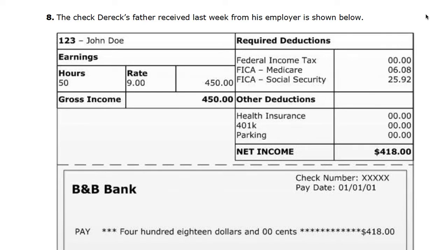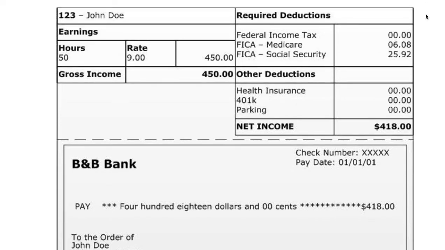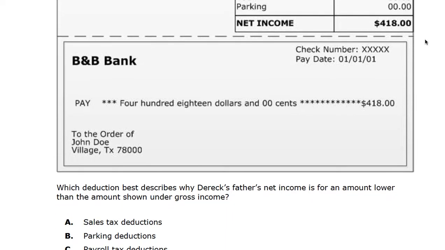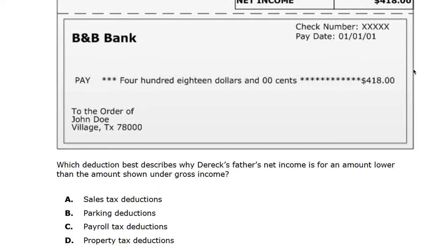Question 8. The check Derek's father received last week from his employer is shown below. Which deduction best describes why Derek's father's net income is for an amount lower than the amount shown under gross income? A. Sales tax deductions. B. Parking deductions. C. Payroll tax deductions. D. Property tax deductions.